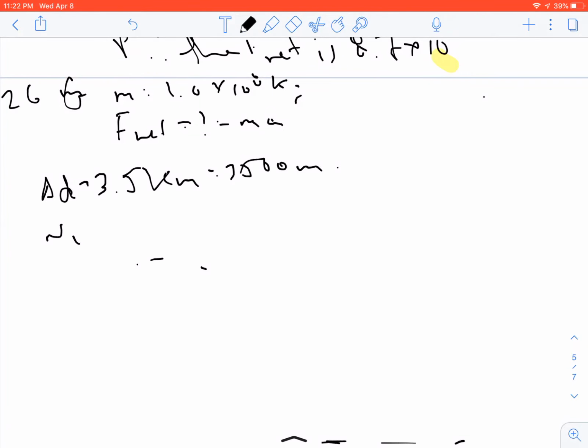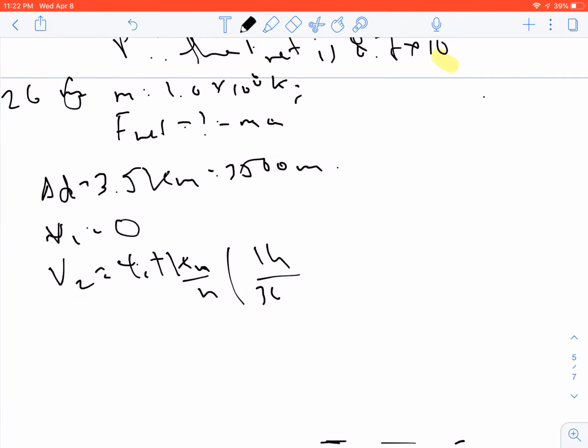I know that v1 is from rest, and v2 is 4.1 kilometers per hour. I convert that to meters per second. I know that 1 hour is 3,600 seconds, and that 1,000 meters is a kilometer. So I take my 4.1 times 1,000 divided by 3,600, and I get 1.14 meters per second.